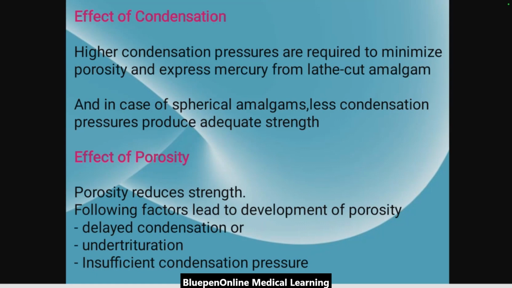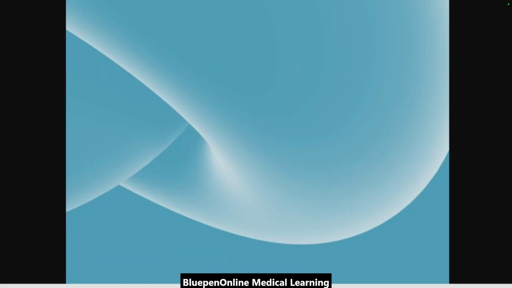If porosities occur within the restoration, whatever stress is applied to the dental amalgam restoration will be unevenly distributed over the restoration, and it will lead to fracture of the restoration over a period of time.